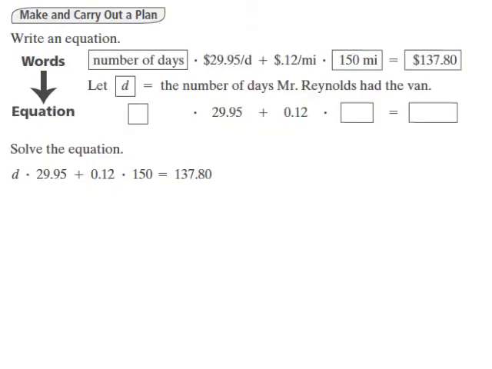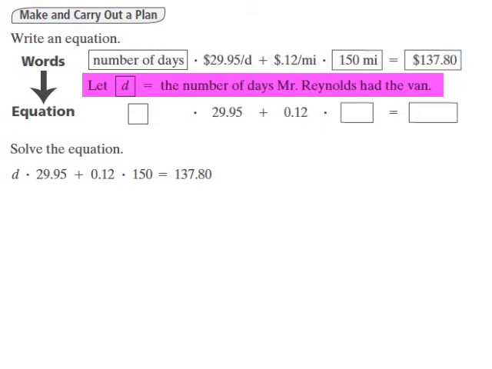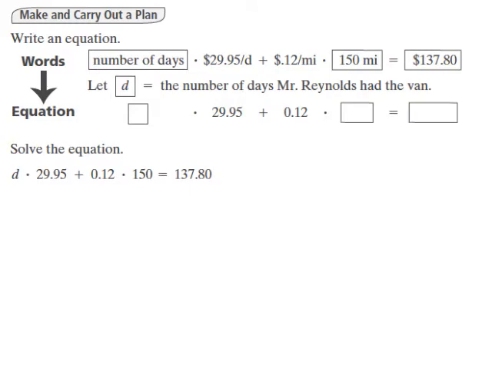Now we're ready to make and carry out a plan. We first have to write an equation. This first example is called a verbal model because we put things into words. If we take the number of days times $29.95 per day plus 12 cents per mile times 150 miles, that's going to equal the total bill of $137.80. We're going to let D equal the number of days Mr. Reynolds had the van. So we have D times $29.95 plus 12 cents times 150 equals $137.80.